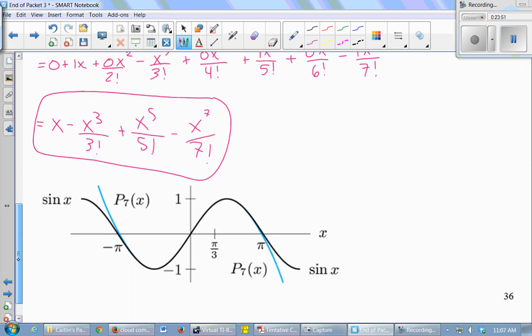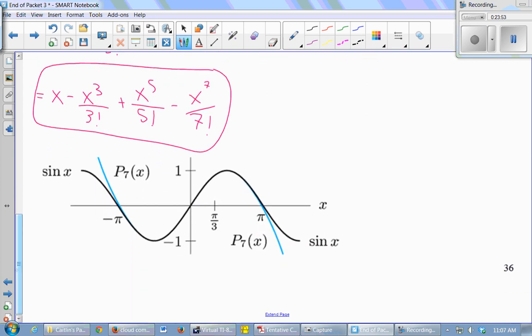And I drew a picture. I graphed sine of x in black, and then P7 that we just found, that polynomial, is graphed in blue. And you can see it agrees almost from negative pi to pi. It's a good approximation, way better than the linear approximation, which is this guy. So the 7th degree approximation expands the region that we can use this to approximate sine.